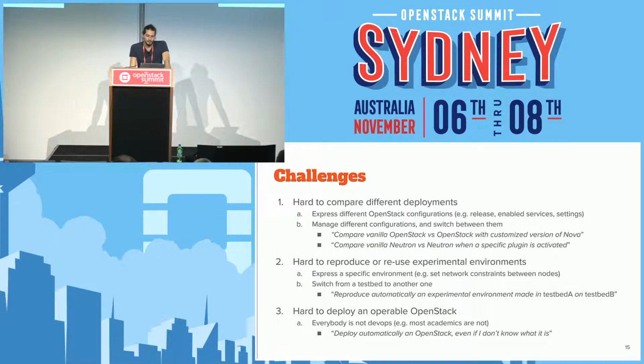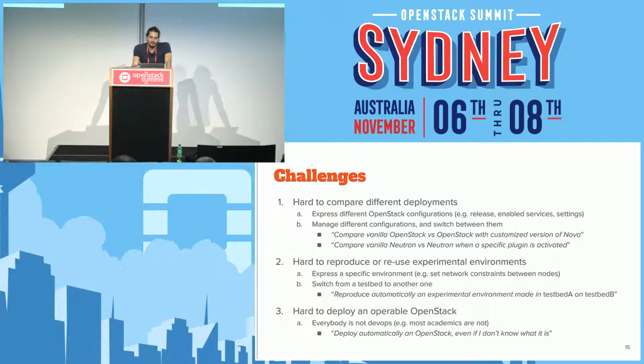Secondly, it is hard to reproduce experimental environment. So it is usually done by ad hoc solutions, but that prevents reproducibility. So what we want is to express a specific environment, like setting network constraints in our topology, like setting latency between nodes. And we want to be able to switch from a test bed to another one. More specifically, we want to reproduce an experiment from a test bed A to a test bed B.